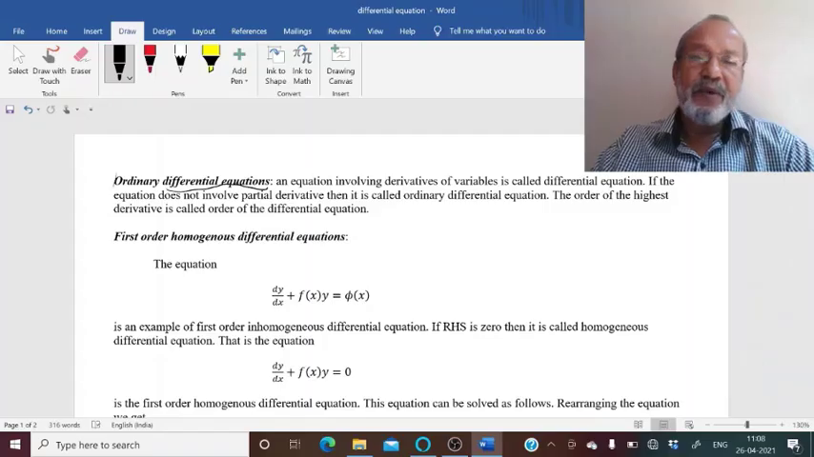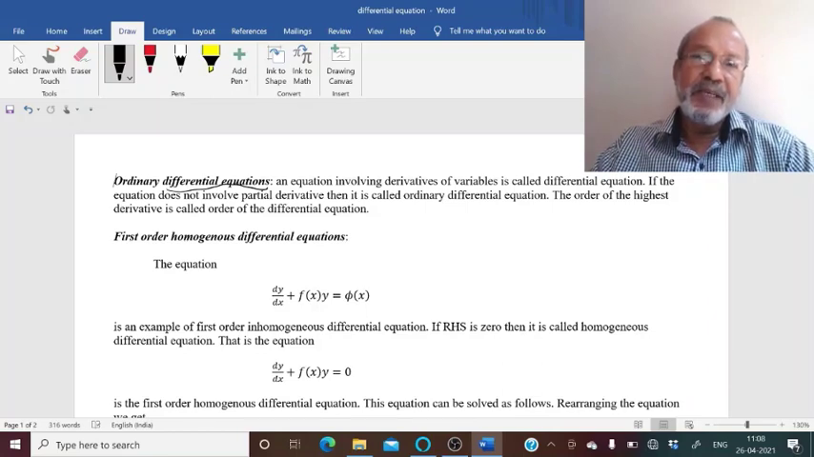Differential equation comes in physics in a variety of situations. I will just point out one of them in this class. By definition, a differential equation is an equation which involves a derivative of variables. And if it contains a partial derivative, then it is called a partial differential equation.